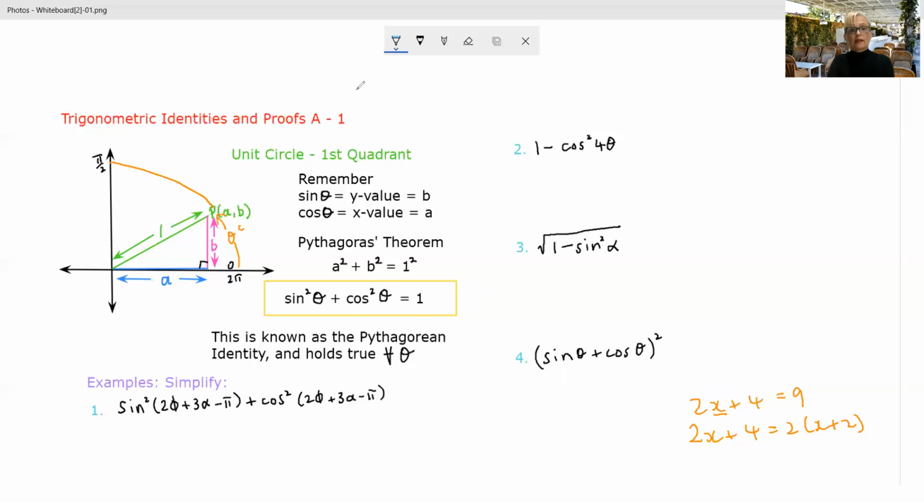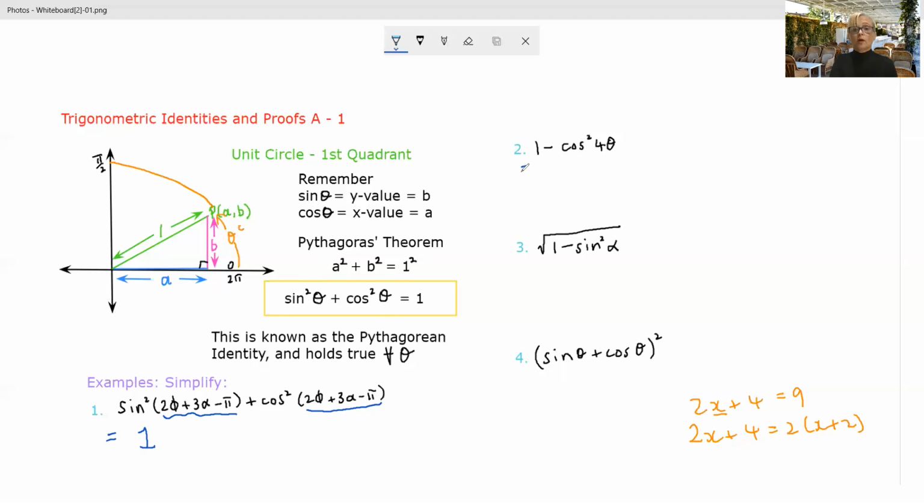An example of that, let me just show you here. If we look at question 1, I've got sine squared of this expression plus cos squared of this same expression. It doesn't matter how complicated the expression is, this is in the form sine squared theta plus cos squared theta, so the answer is just 1. Nice and easy.